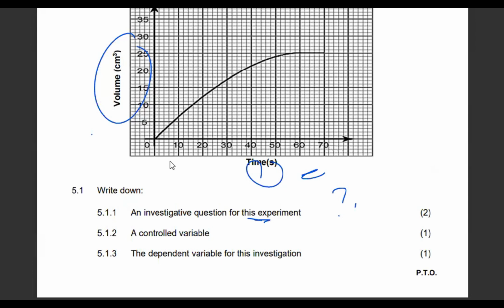There are so many you can talk about. You can talk about state of division. You can talk about the degree of purity. All these can be linked to the same question. Then you can ask what's the relationship between the state of division and the rate of reaction. You can talk about the rate of reaction being affected by the degree of purity. How is this degree of purity affecting the rate of reaction? All these can be investigative questions for this question.